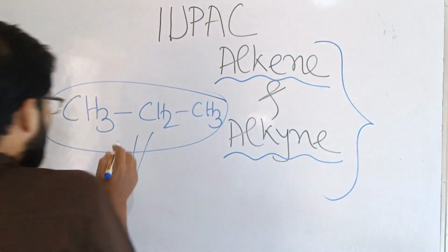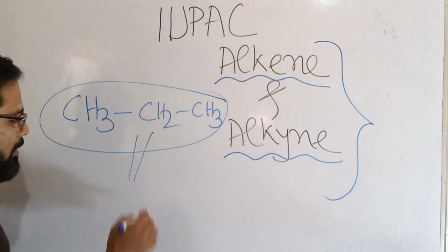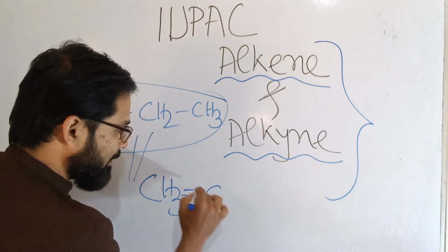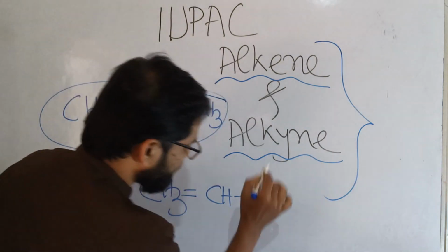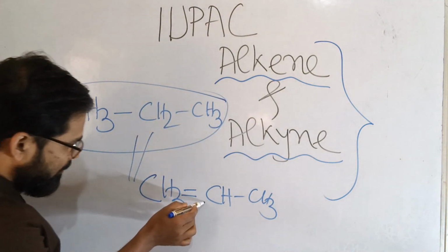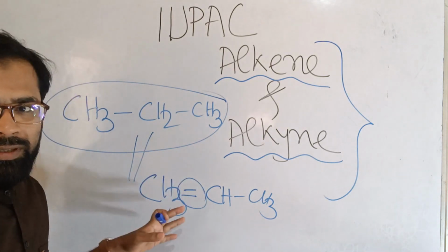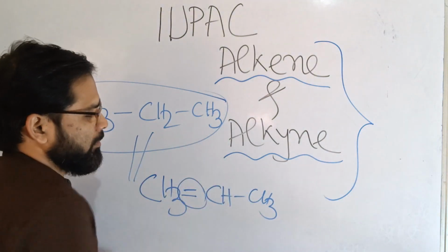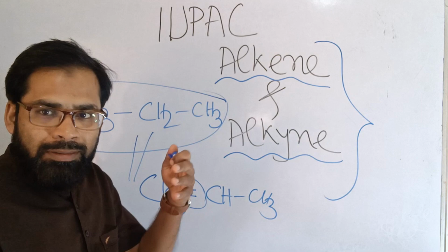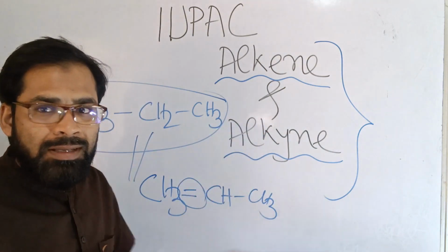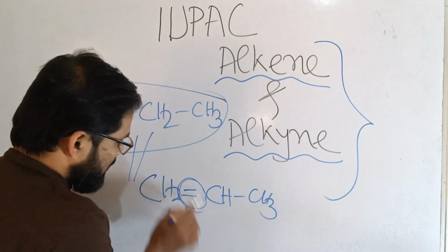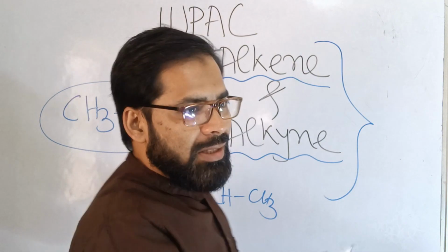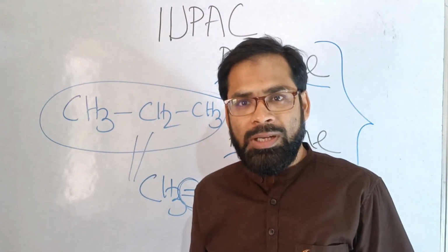But if we convert this alkane to alkene, CH3 double bond CH CH3, now this particular portion acts as a functional group, because the reactivity and properties of the whole compound depend only on this portion. That's why this is called a functional group. There are so many functional groups that we will discuss one by one.